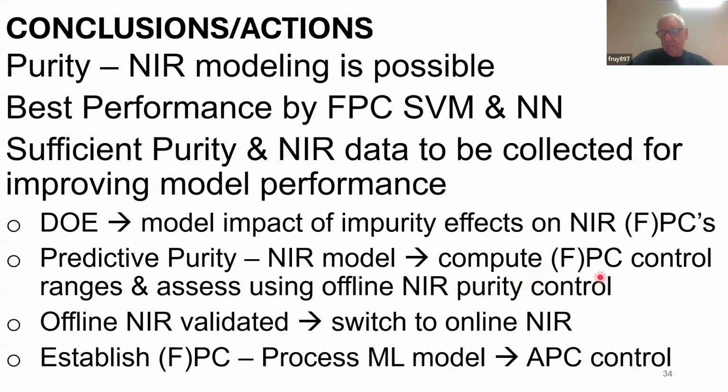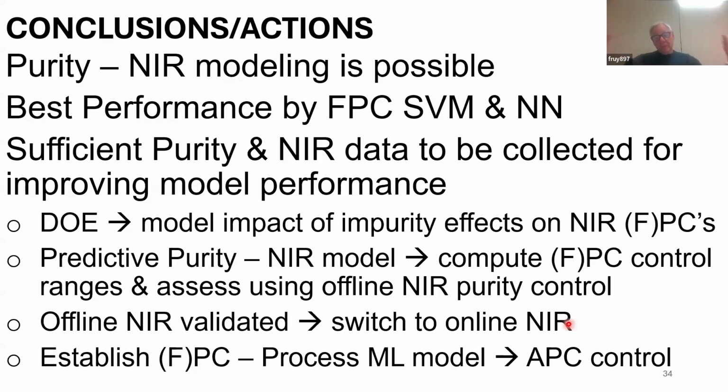we will compute the control ranges of those principal components and functional principal components, and then assess these models using offline NIR purity control. Then we will collect predicted purities and compare them with the offline chromatographic measurements. When this is okay, when we have a good validated predictive model and this offline method is validated, we will then go to online NIR spectroscopy.